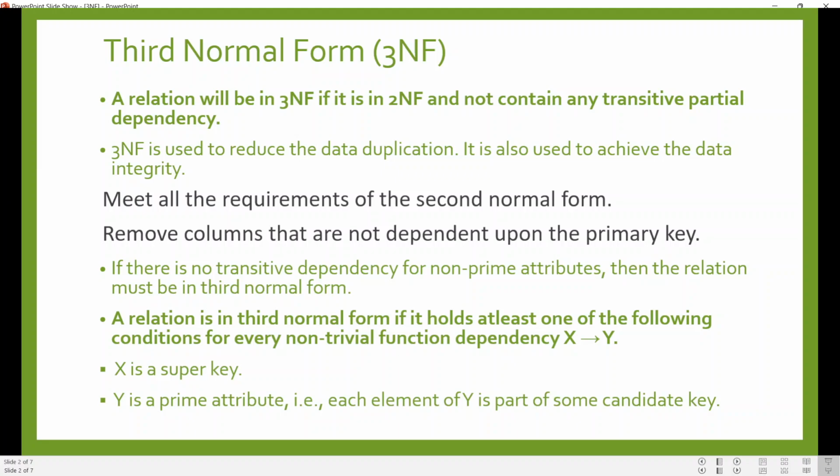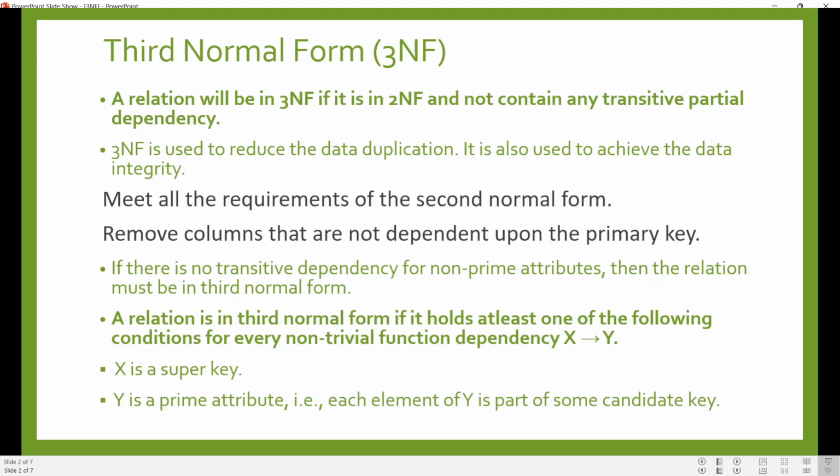We have already learned how a relation can be converted to first normal form and how it can be converted to second normal form. First normal form requires that there shouldn't be any multi-valued attributes. Second normal form requires that there shouldn't be any partial dependency. The third normal form condition is that the relation should be in second normal form, and also there shouldn't be any transitive partial dependency. Basically, these normal forms are used to reduce data duplication, and also we can achieve data integrity by means of normalization.